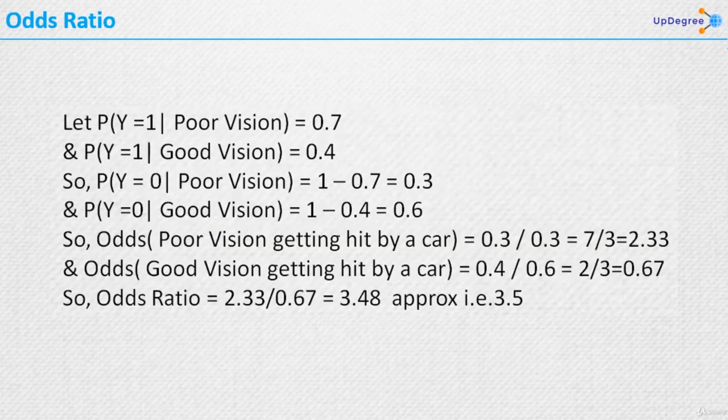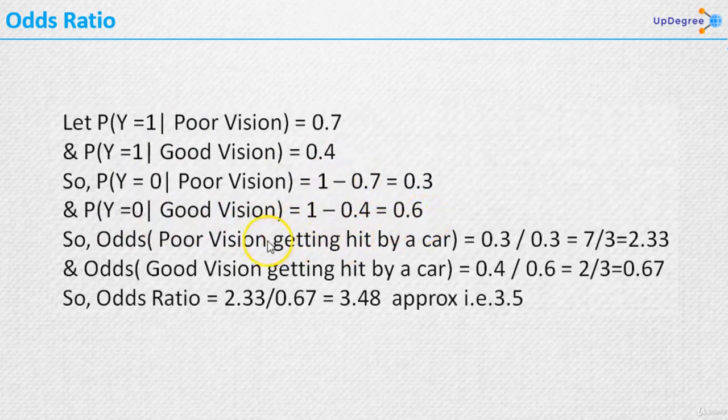So see, for a poor vision person, my probability y equals 1, or probability of an event, is 0.7. For a good vision person, probability y equals 1 is 0.4. So for a poor vision person, probability y equals 0 will be 1 minus 0.7, because the sum of the probabilities is equal to 1. So 1 minus 0.7 is equal to 0.3, and probability y equals 0 for a good vision person will be 1 minus 0.4, which is equal to 0.6.